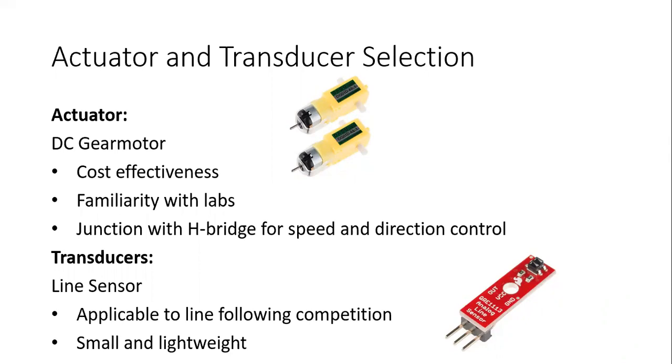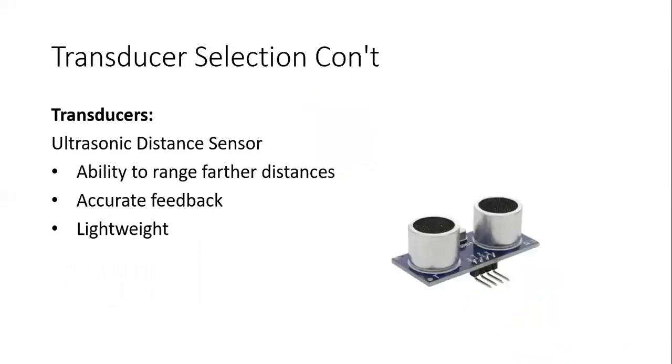For transducers, we used a line sensor and an ultrasonic distance sensor. We used 4 line sensors as they were very applicable to this competition. 2 were in the front of the robot and 1 was on each side. They were extremely small and lightweight and easy to mount, making them very useful for this competition. And then in terms of the ultrasonic distance sensor, this was used for ranging that object that Wyatt mentioned throughout the course. And so this gave us really accurate feedback, and it was easy to mount on the front of the robot, so it turned out really well for us.